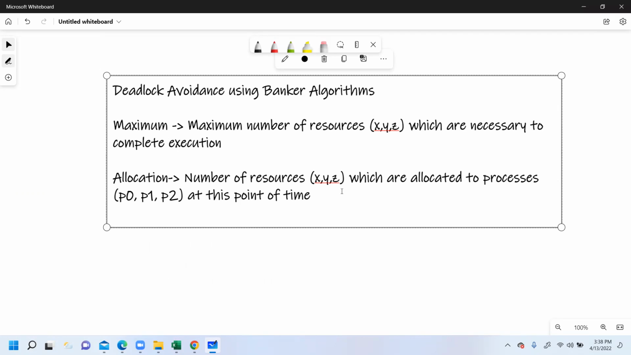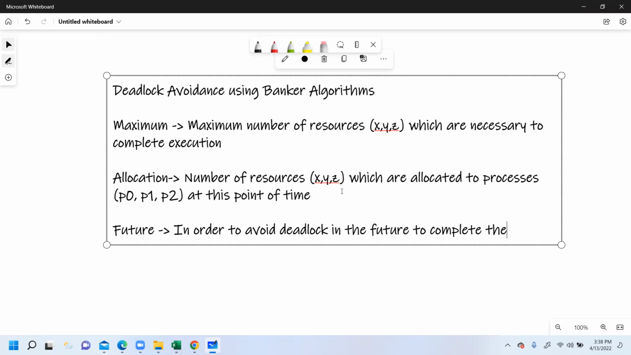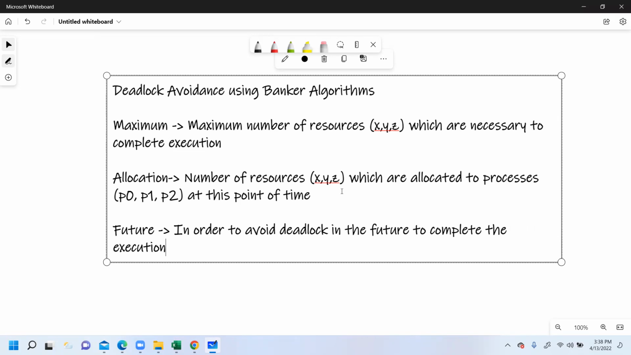And all this information is given. Then we have to do the future. So the future tells that in order to avoid deadlock in the future, this is why I explained the time machine, actually, to complete the execution. I hope you can understand the analogy with the time machine here. So in the future, I want to avoid a deadlock.